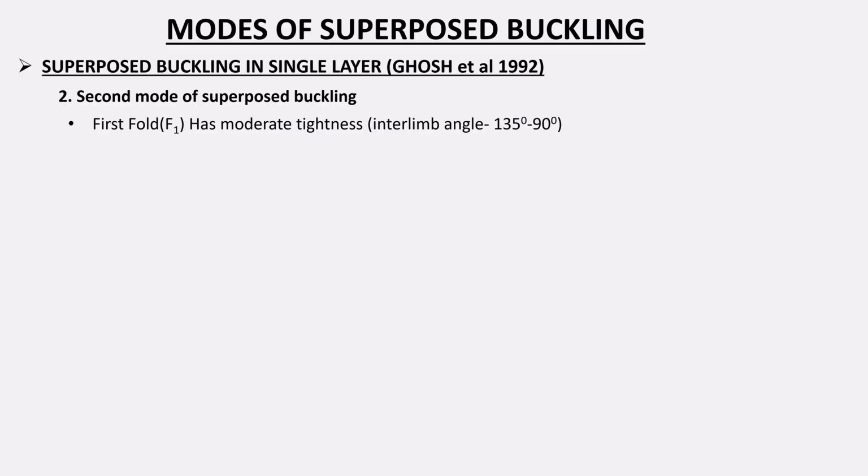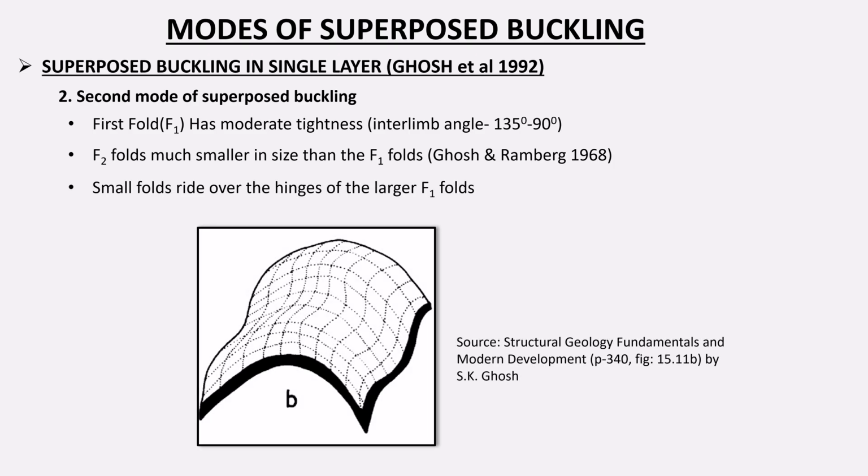Now let's discuss the second mode of superimposed buckling. Basically, when the first generation fold has a moderate tightness, when the interlimb angle is about 90 degrees to 135 degrees, we get this type of buckling. Here the F2 folds are much smaller in size than the F1 folds. As you can see in this picture, they are much smaller in size, while the first fold is bigger in size. And the smaller folds are right in the hinge zone of the larger F1 fold, as you can see in this picture.